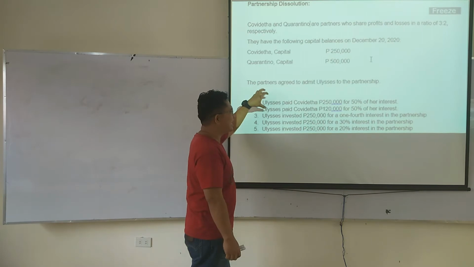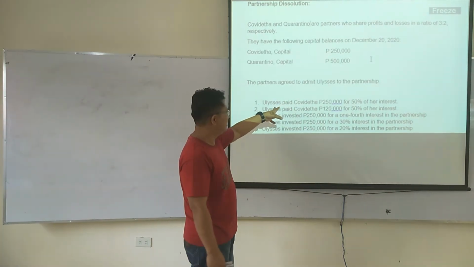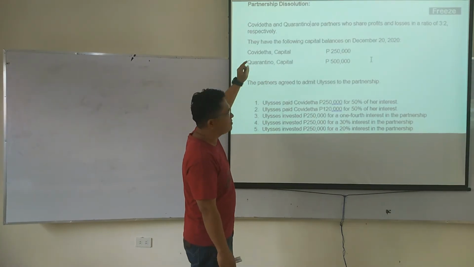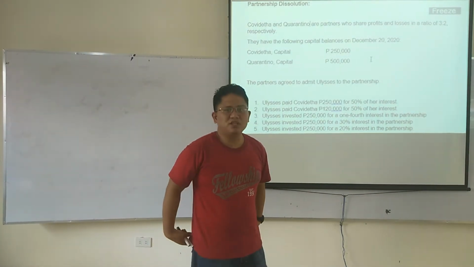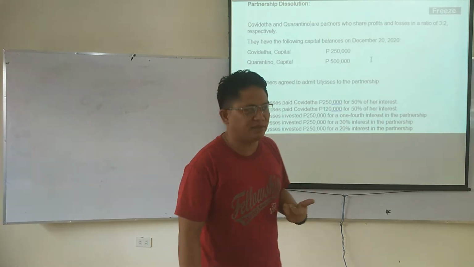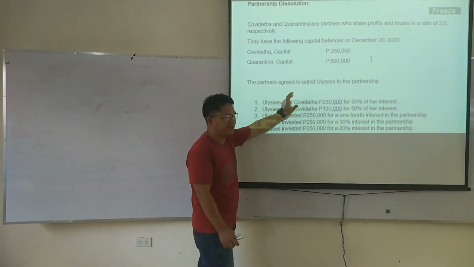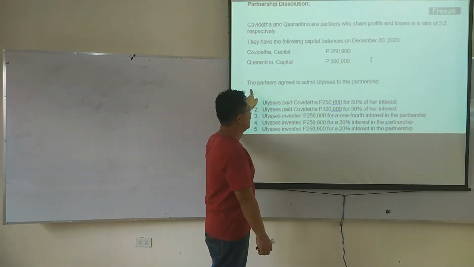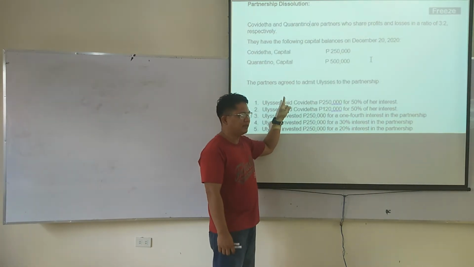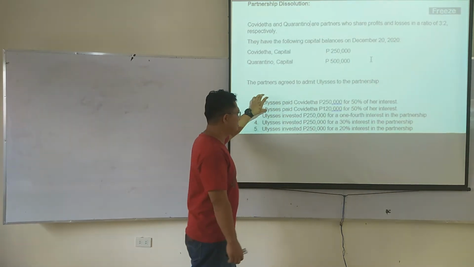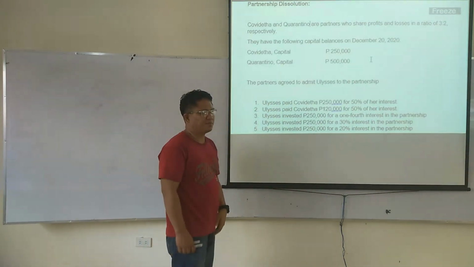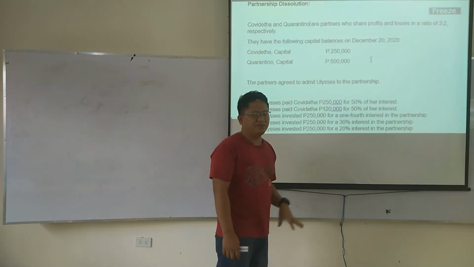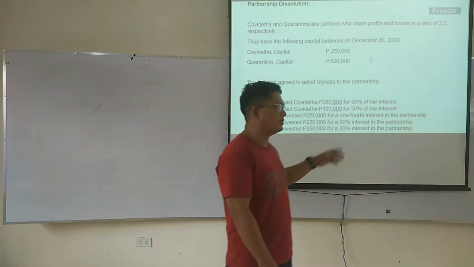Cobilita cannot just sell her interest to Ulysses without the consent of Quarantino, because partnership is based on mutual agreement. So the partners must agree for the purchase of Cobilita's interest in the partnership. Okay? So Ulysses paid Cobilita 250,000 for 50% interest. So how do we account for that?